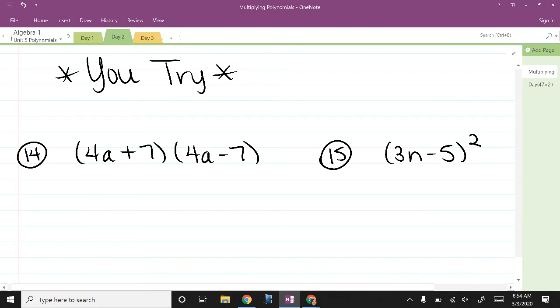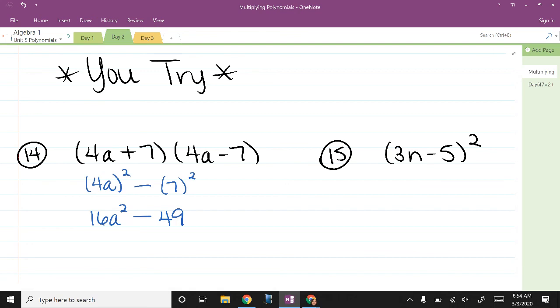But this one does have a shortcut, so you can do 4a all squared. What sign goes in the middle of difference of squares? Minus 7 squared. What's 4a all squared? 16a squared minus what? 49. Raise your hand if you got 16a squared minus 49, even if you FOILed it out on number 14. Because if you FOIL it out, the middle's canceled.